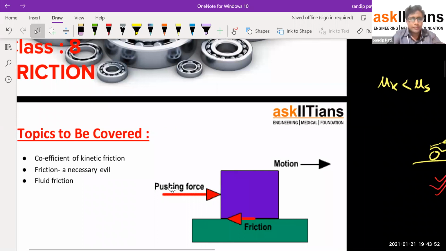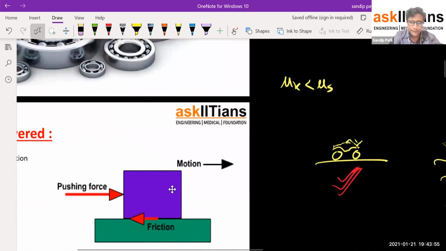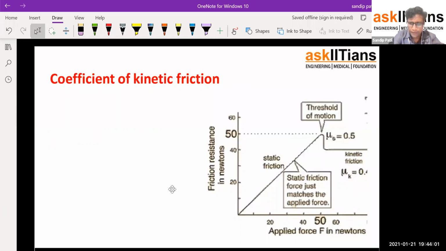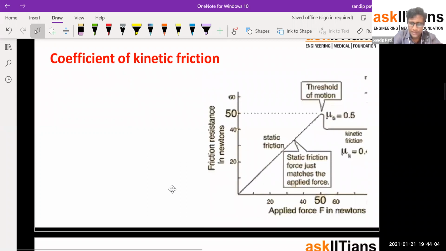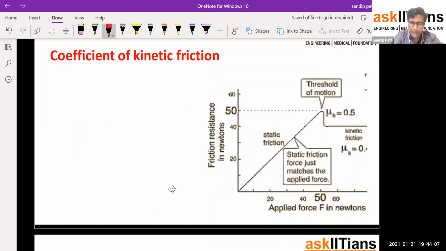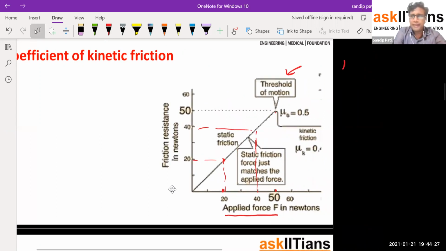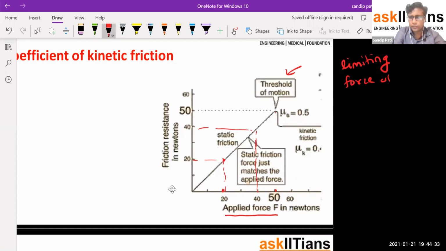Now let's solve some examples on kinetic friction. Yesterday we already saw this graph, if you remember. This is the applied force versus frictional force. If you apply a 20 Newton force, the frictional force will also be 20 Newton. If you apply a 40 Newton force, friction also becomes 40 Newton. At 50 Newton, which is the maximum value, the threshold of motion, we call this the limiting force of friction.